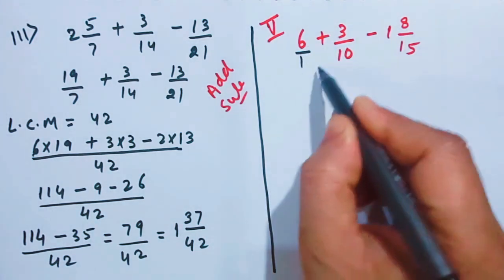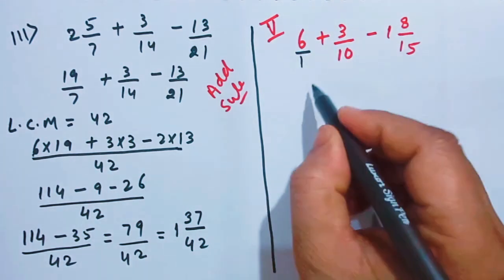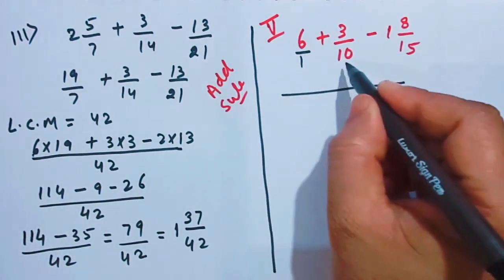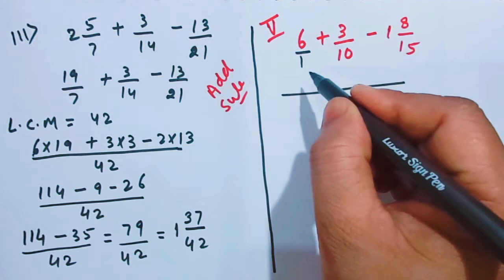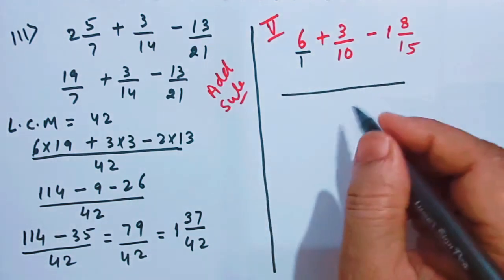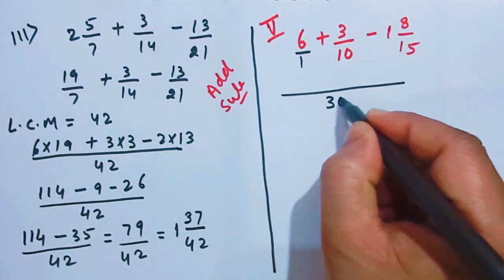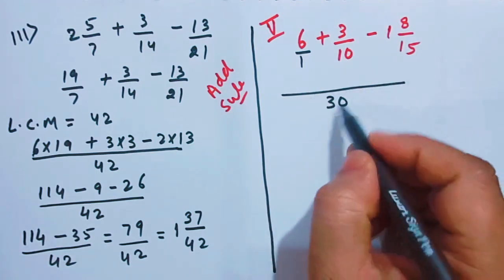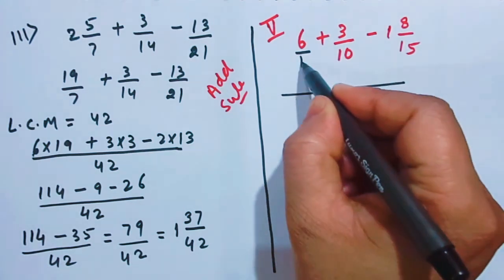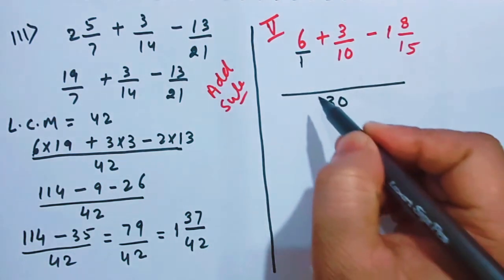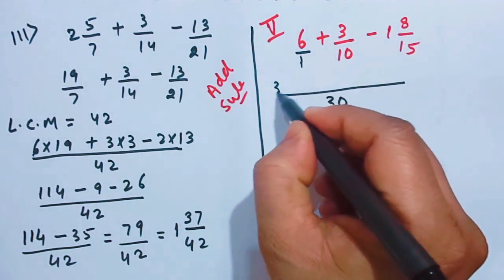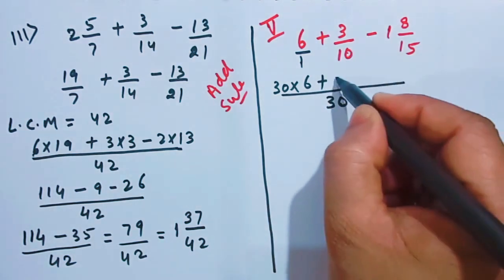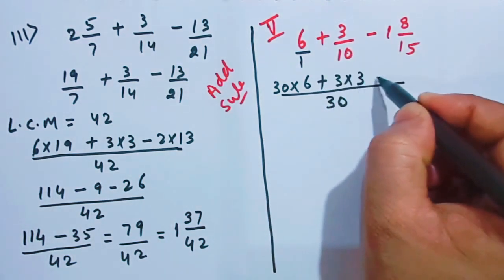6. So what is the LCM of 1, 10 and 15? Why are you including 1? Say 10 and 15. Amazing, the teacher is teaching amazingly too. 30. So have a look. 30 divided by 1 will be equal to 30. So 30 times 6 plus 30 divided by 10, 3 times 3.